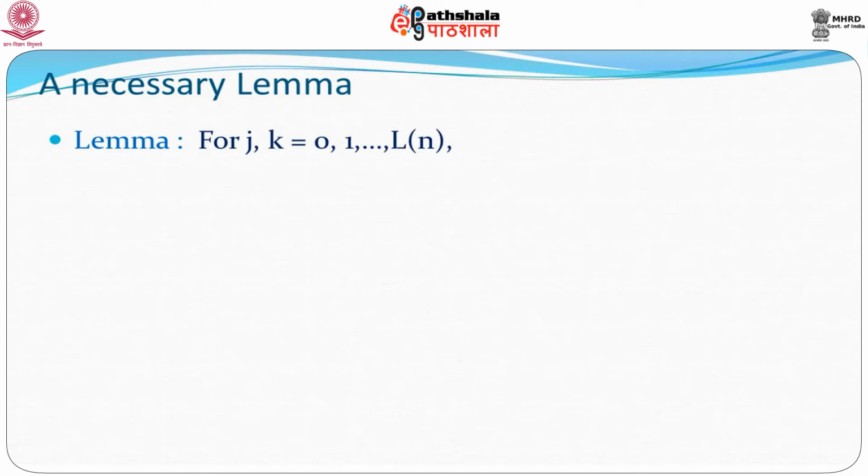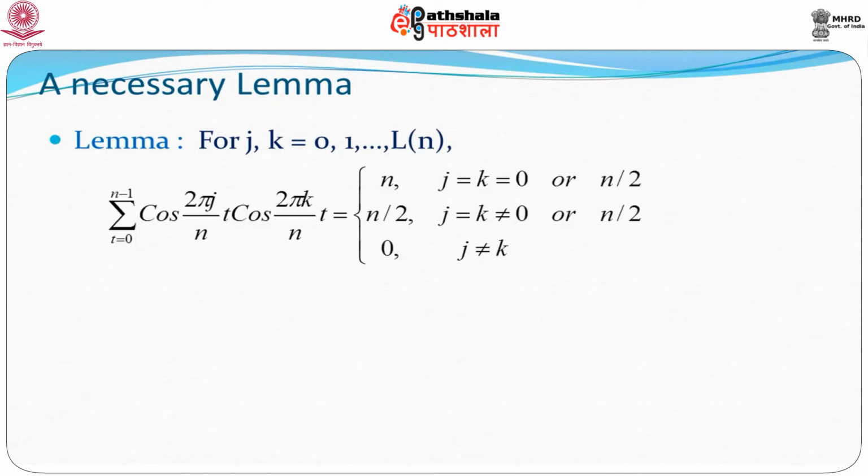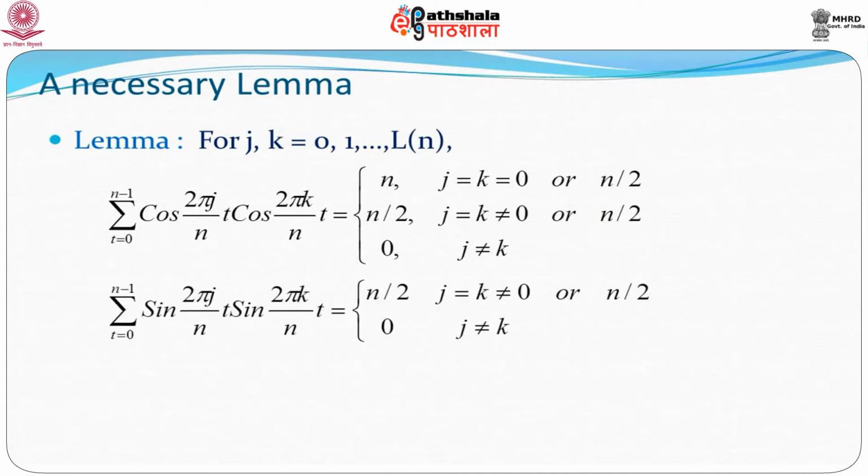So, the lemma states that for j, k = 0, 1, ..., [n/2], if we have two cosine functions, then the product of these two, cos(2πjt/n) and cos(2πkt/n), summed over t, would be equal to n if j and k are equal and equal to 0 or n/2, would be n/2 if j and k are equal but not equal to 0 or n/2, and would be 0 if j and k are not equal to each other.